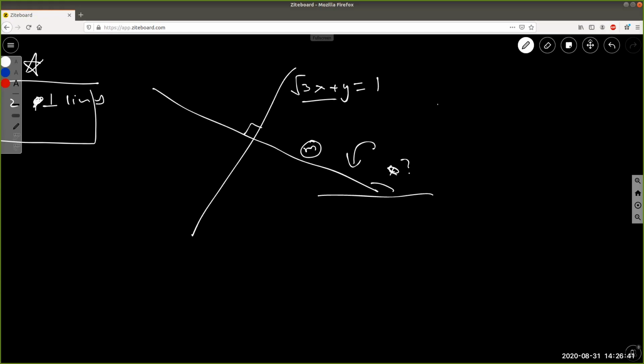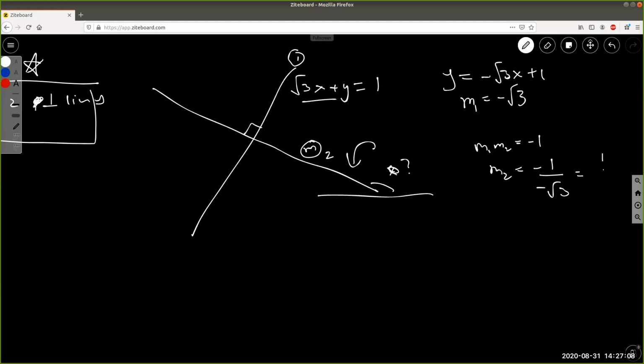Okay, so first when you find the slope of that first one, when you isolate y, it'll be y is equal to minus root 3x plus 1. So the slope will be minus root 3. Then we just did that. So m1, m2, the second line, m1 is equal to minus root 3. m2 is how much? Minus 1 by minus root 3. So m2 is 1 by root 3. That means tan theta 2 is 1 by root 3, right? That means theta 2 is how much? 30 degree or pi by 6, correct.